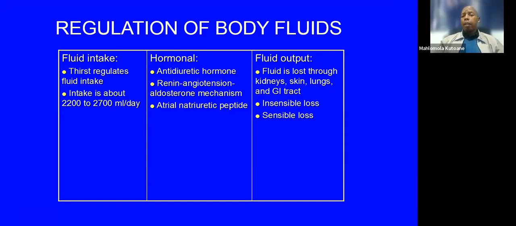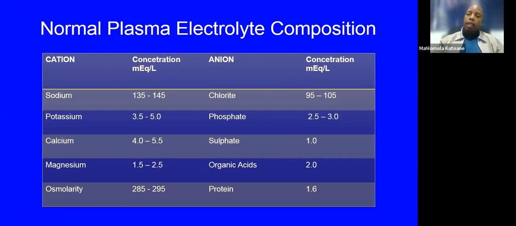So the normal plasma electrolyte composition is as follows. We have sodium, potassium, calcium, magnesium, osmolarity, and under the anions we have chloride, phosphate, sulfate, organic acids, and the protein. I'm sorry I didn't indicate that the sodium and potassium are the cations, but I'm sure you are aware of that.